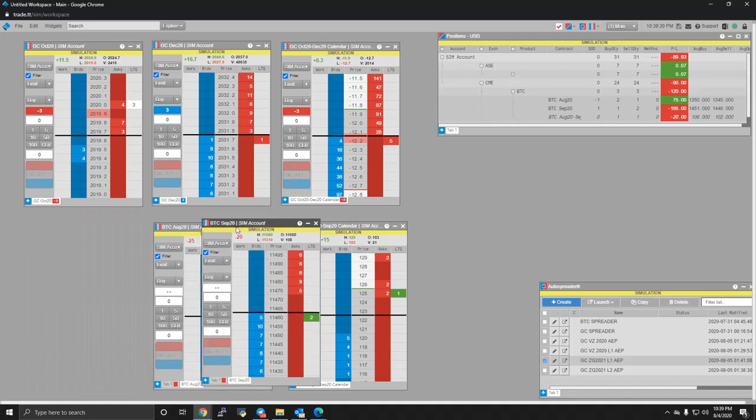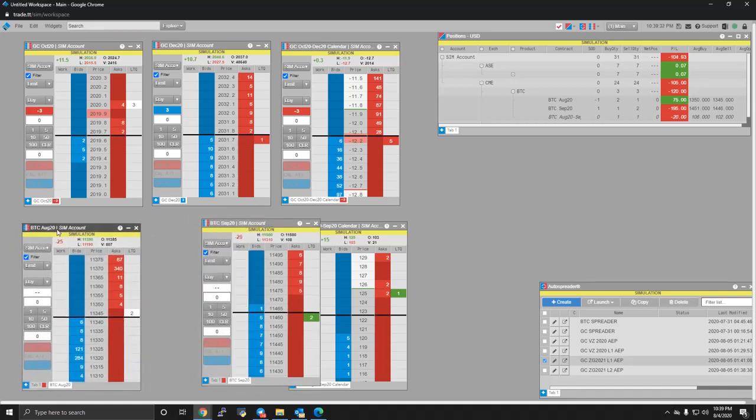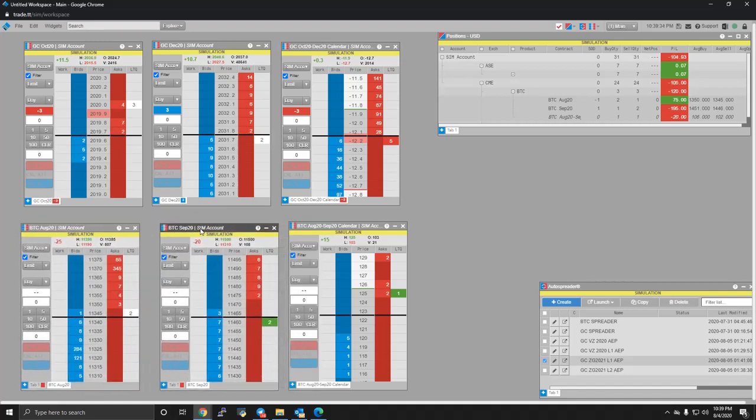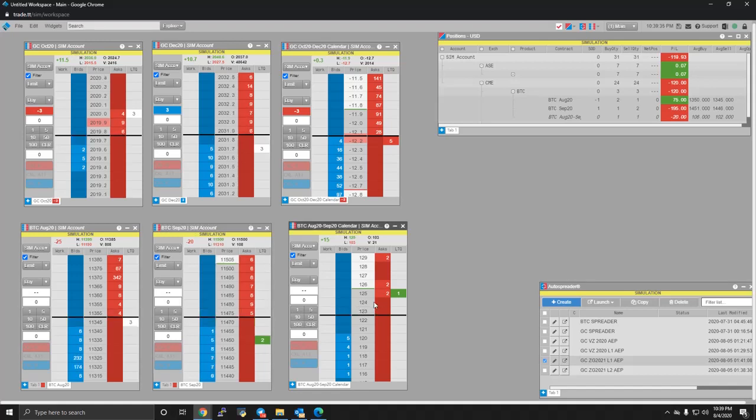So let's bring these back into the proper order. But that is how to read the Bitcoin listed calendar spread market. This is a contango market, even though it's a positive number. It's positive because it's leg 2 minus leg 1 equals the calendar spread.